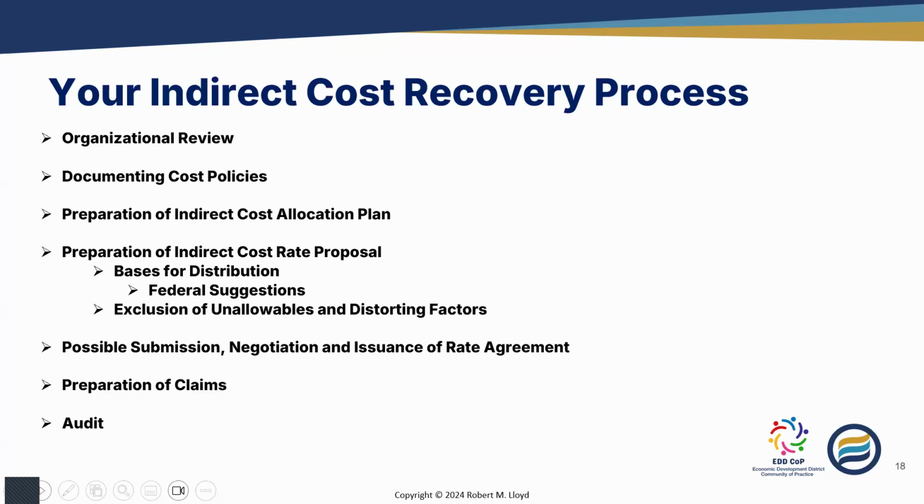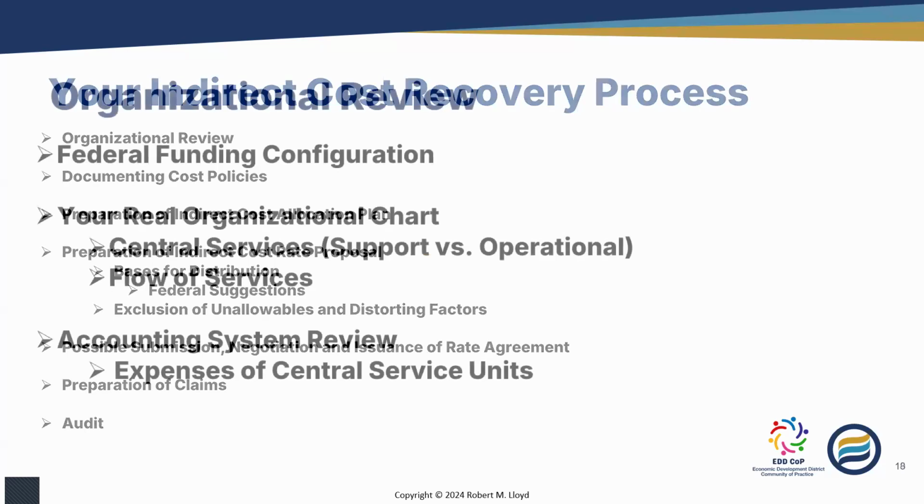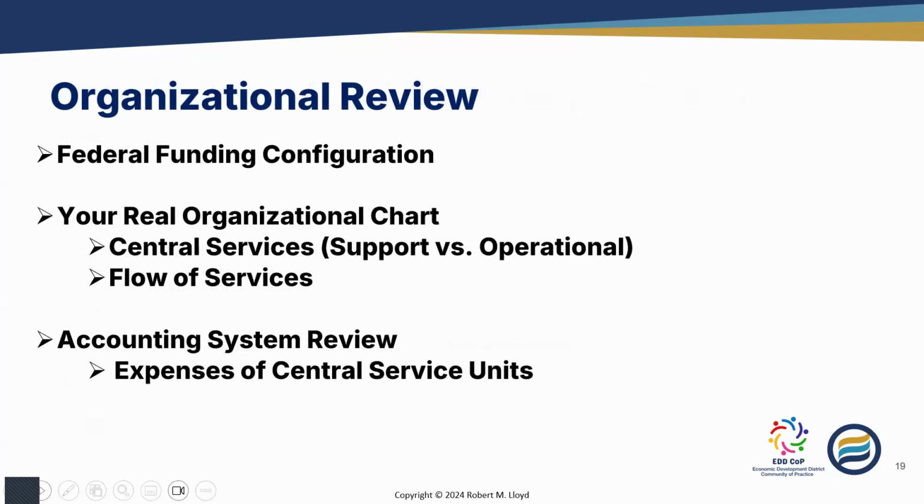First, organizational review. Looking at the relationships that exist within your organization and particularly identifying any ancillary organizational components that are somehow considered to be part of the activities benefiting from the indirect costs in your organization. Secondly, documenting cost policies. Now, we can go over to slide number 19 and following to drill down on this list of steps in the process.